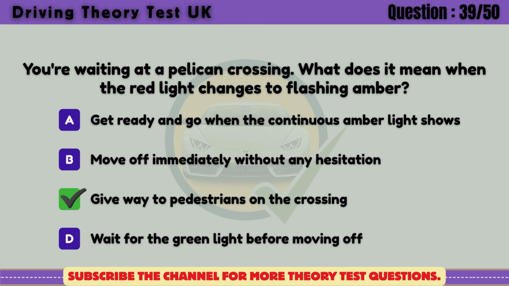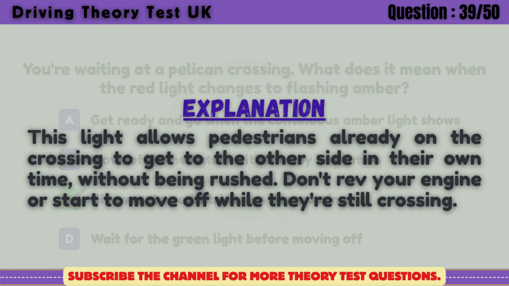Answer is C. Give way to pedestrians on the crossing. This light allows pedestrians already on the crossing to get to the other side in their own time, without being rushed. Don't rev your engine or start to move off while they're still crossing.